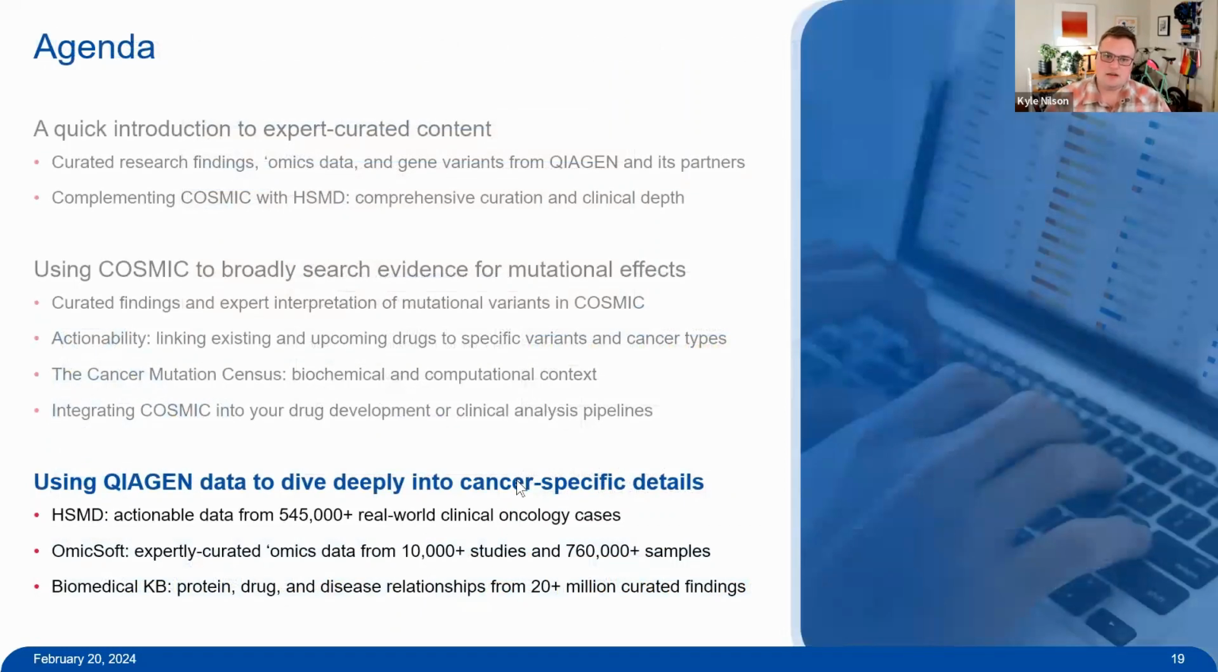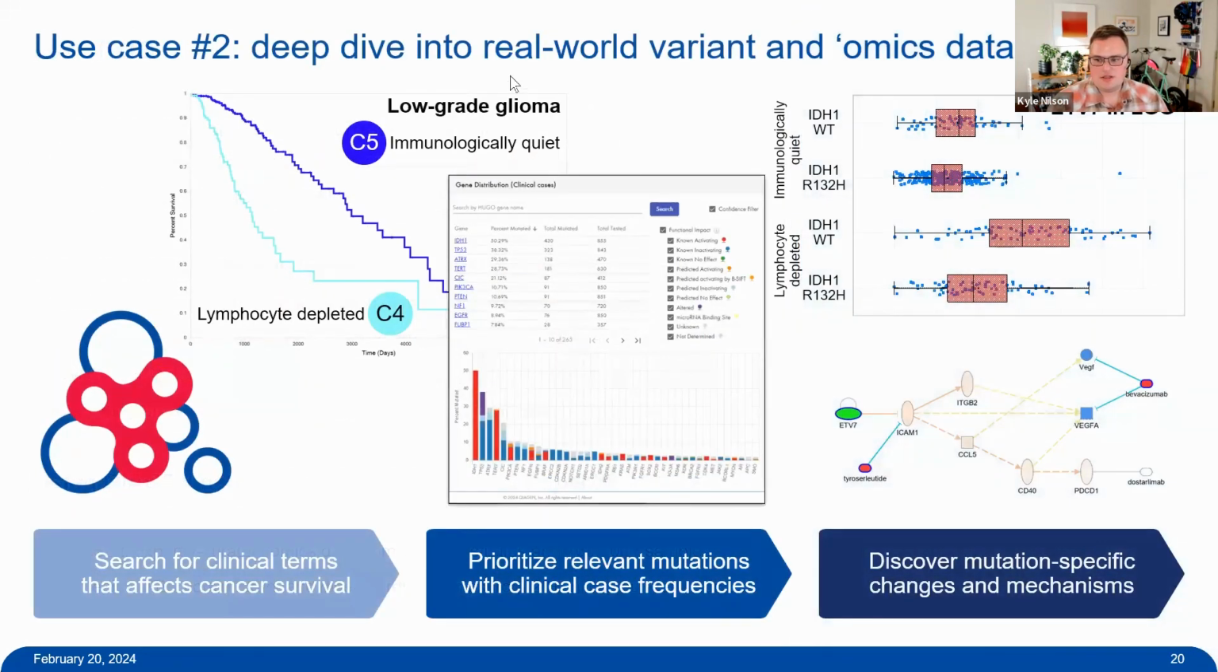So moving on to the second particular use case, what if you want to dive a little bit more in depth? This is where we can really take advantage of the human somatic mutation database that QIAGEN offers, as well as our curated omics data and our curated relationships. So for this particular use case, I want to focus on some of the findings present within the TCGA marker papers. And from there, tease out a mechanism for why low-grade glioma seems to potentially be affected so much by host immune response.